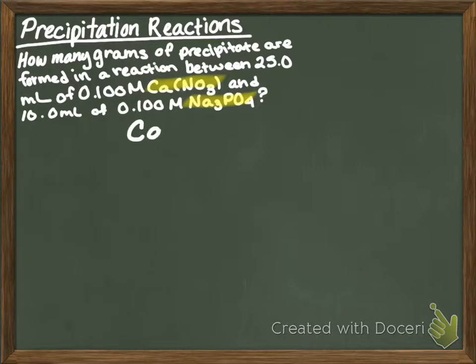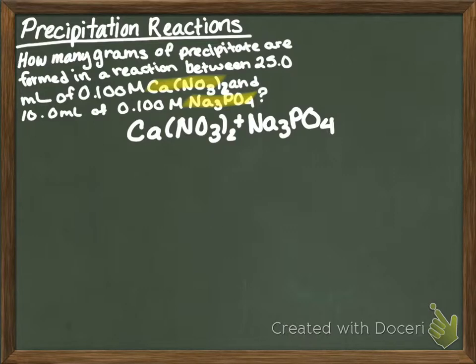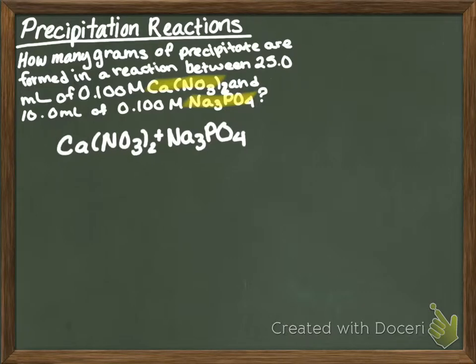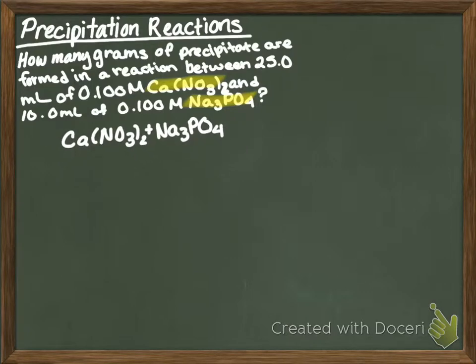So we're going to have our calcium nitrate, so we're supposed to be a 2 there, plus sodium phosphate as our reactants, and then we're going to go in and add our products also. It doesn't in this reaction specifically tell us what either of our products are going to be, and so we need to figure that out.